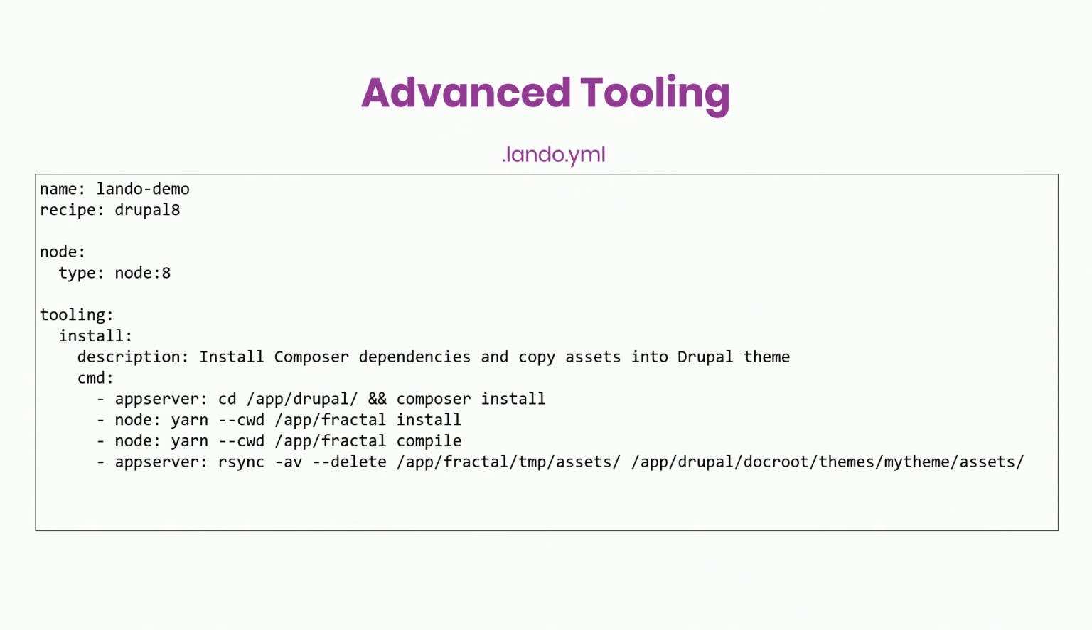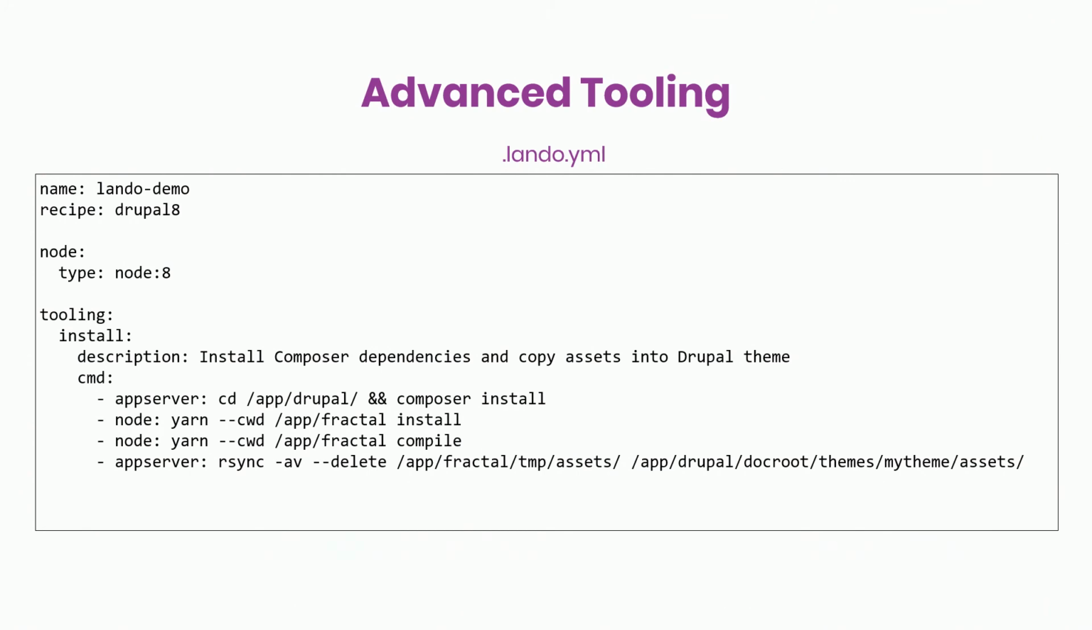This particular example says, okay, we're defining our tooling. Install is the command, so I want to be able to type lando install. I say, okay, install, that's the name of the command. I describe it, and then I define what commands it runs. In this example, I've got the app server, which would be like my LAMP, my Apache server container, and I also have a node container.